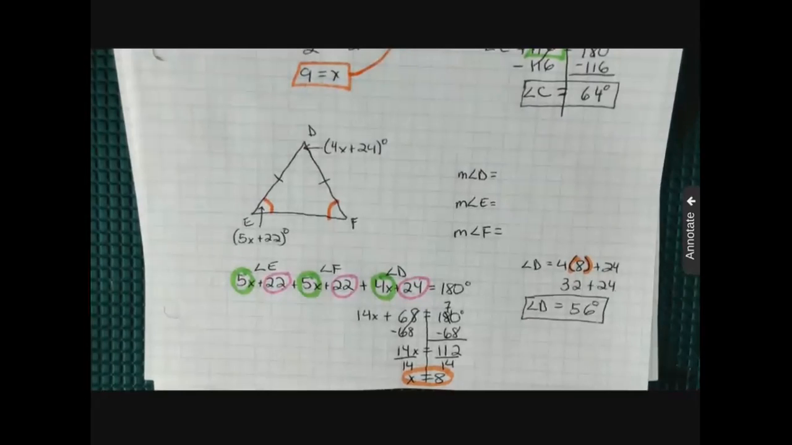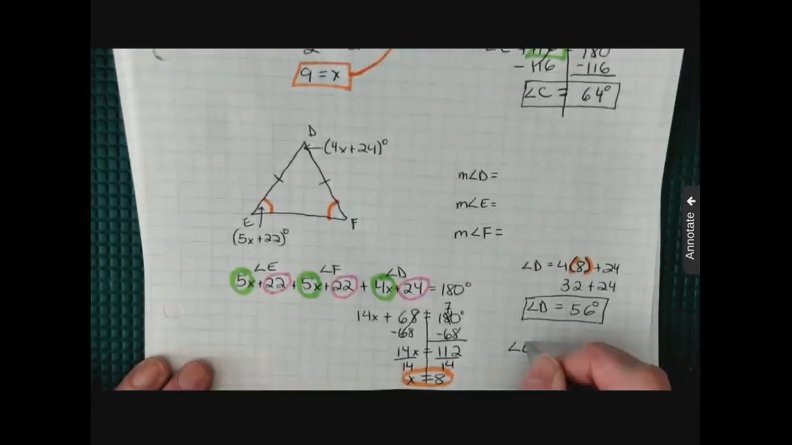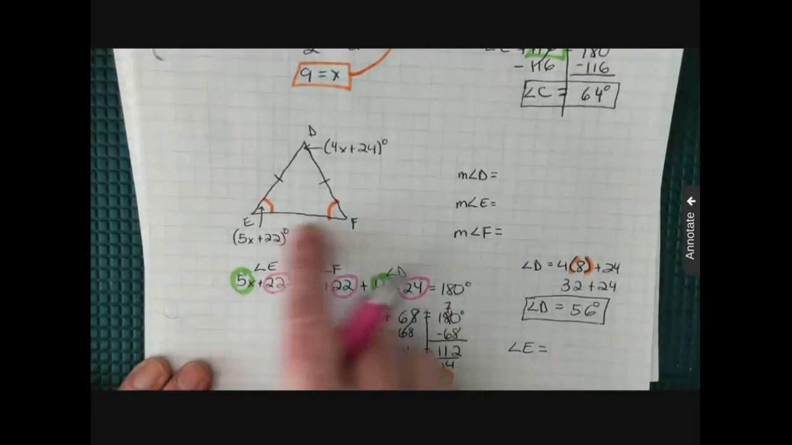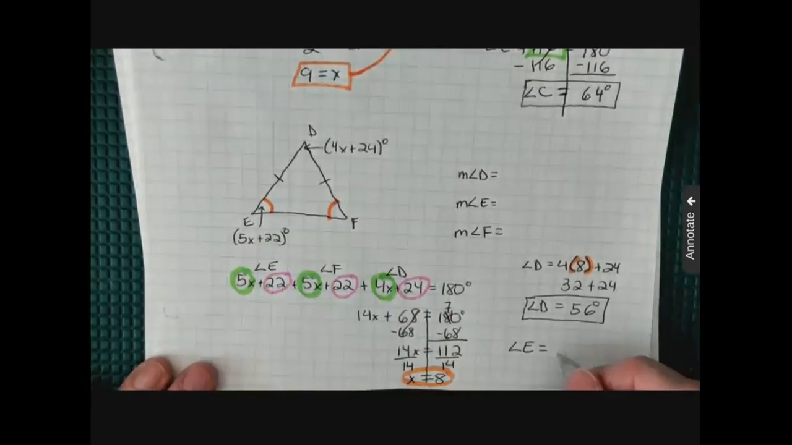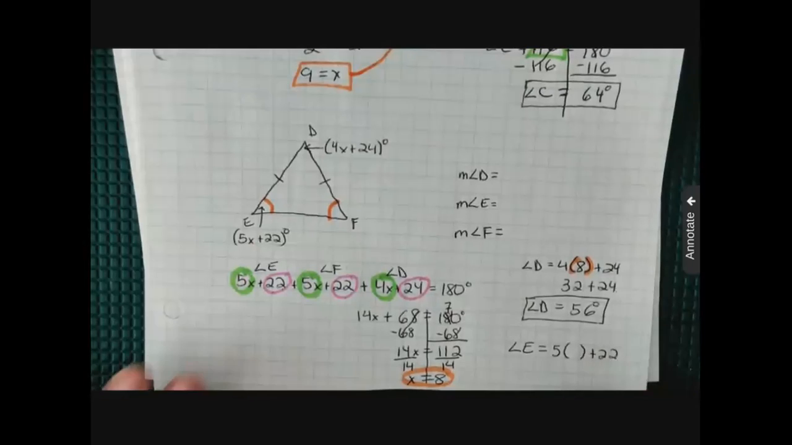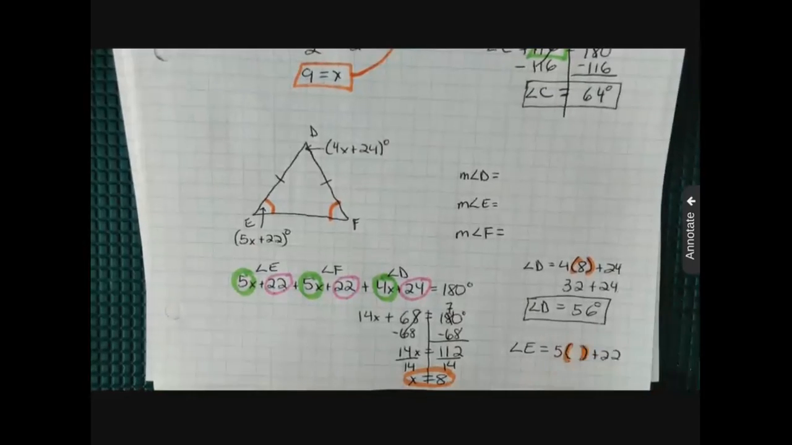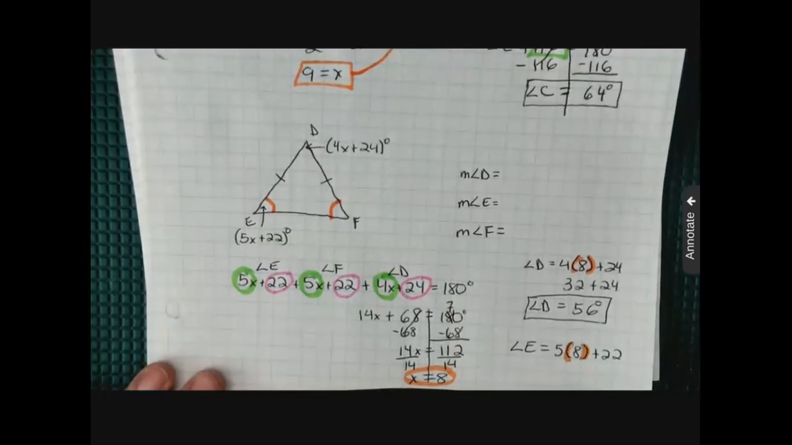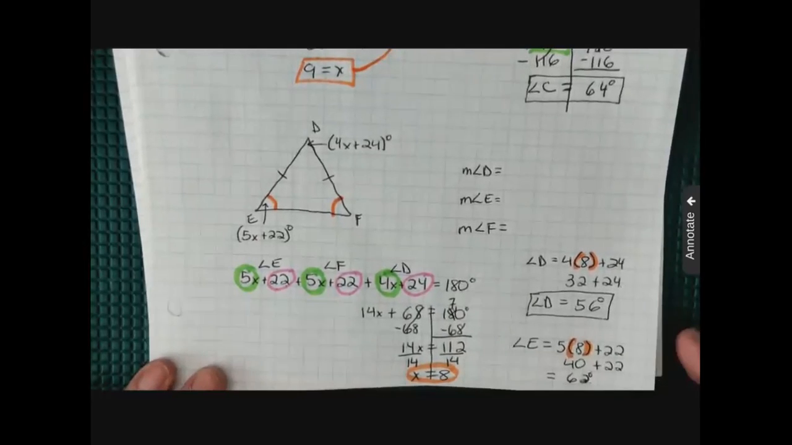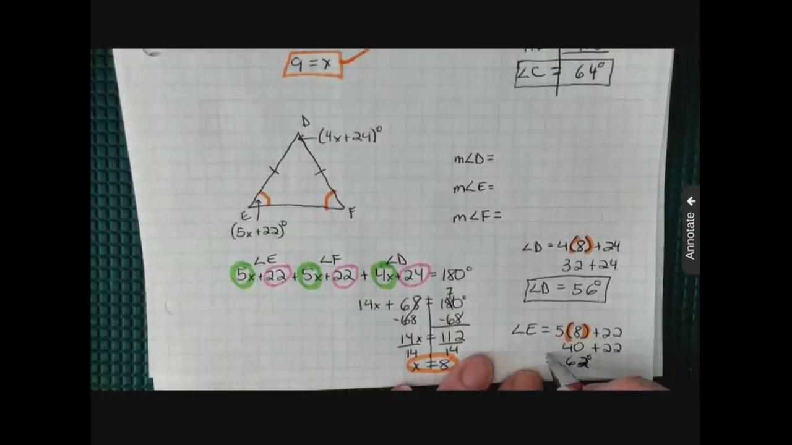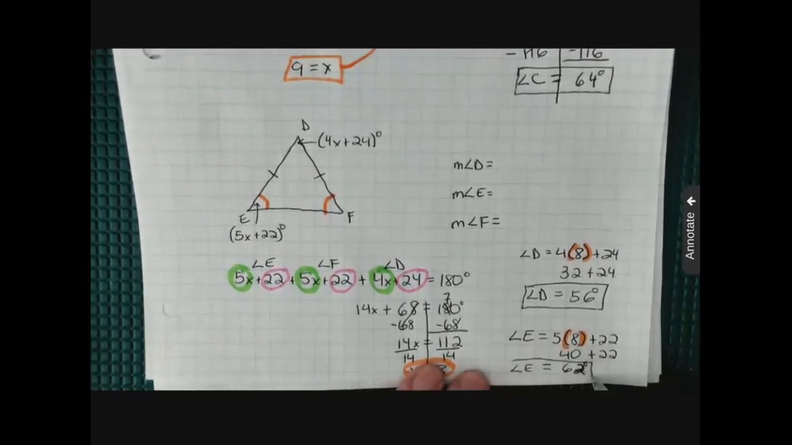Okay, now I have to plug in for angle E, and believe it or not, it's going to be the same for angle F because they're the same. Okay, so angle E says it's 5 times x, which is 8. So again, I'm going to put 8 here. 5 times 8 is 40, plus 22. I add those together. 2 plus nothing is 2. 4 plus 2 is 6. Sorry, my 2 is not writing right. And that angle E is 62 degrees.